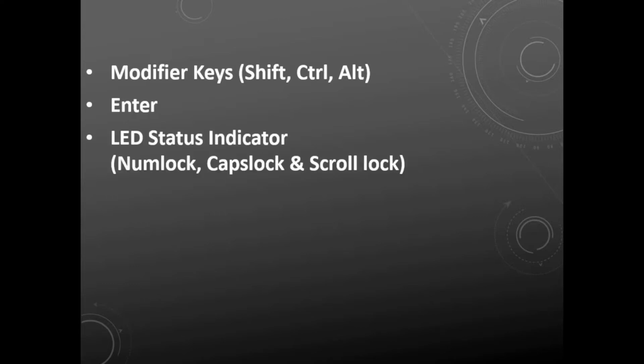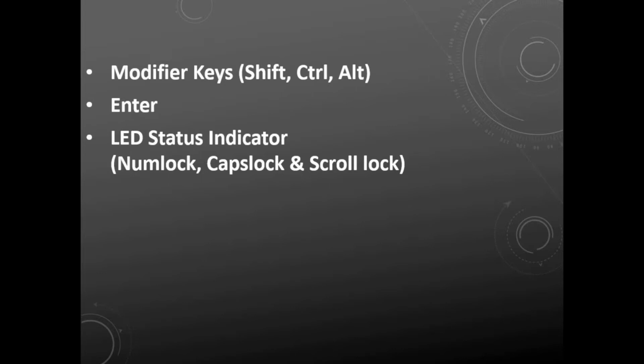Next we have LED status indicators. You have three: num lock, caps lock and scroll lock. On the right side there are keys with numbers, which are called the numeric keypad. When num lock is on, the numeric keypad acts as numbers. When it is off, it acts as cursor control keys like up arrow, down arrow, home, page up and page down.